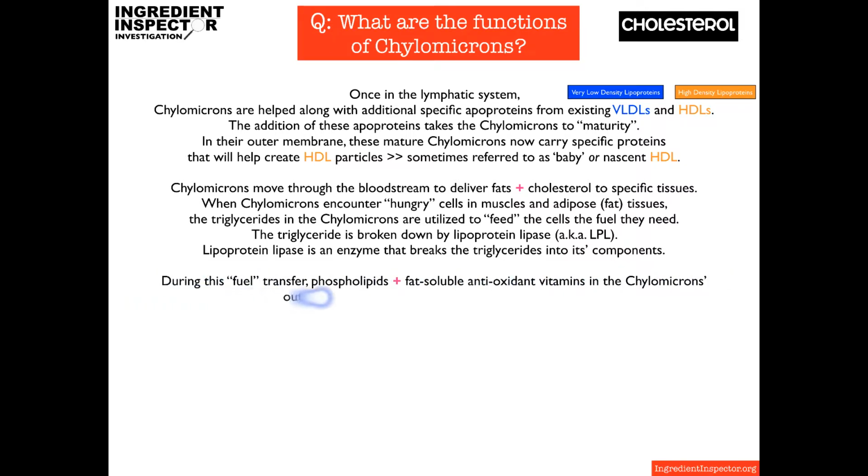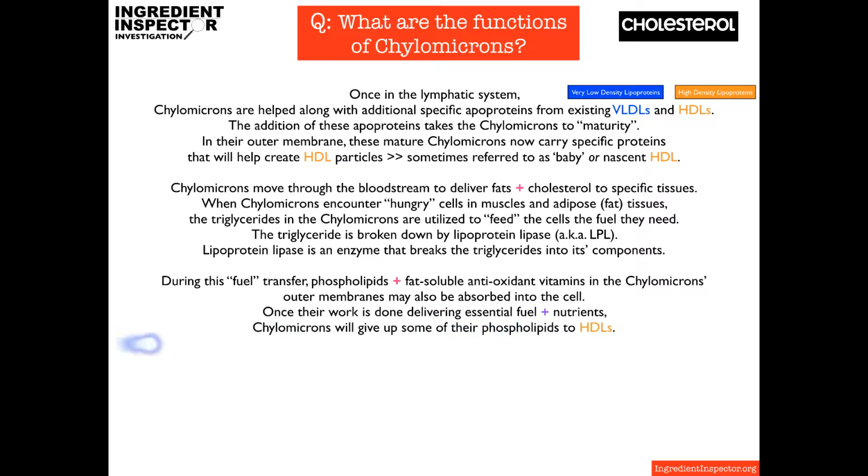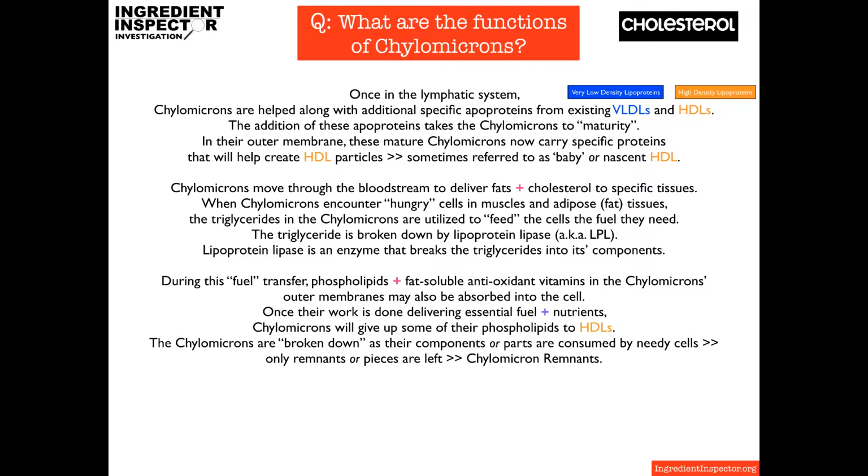During this fuel transfer, phospholipids and fat-soluble antioxidant vitamins in the chylomicron's outer membranes may also be absorbed into the cell. Once their work is done delivering essential fuel and nutrients, chylomicrons will give up some of their phospholipids to HDLs. The chylomicrons are broken down as their components or parts are consumed by needy cells, and only remnants or pieces are left, which are referred to as chylomicron remnants.